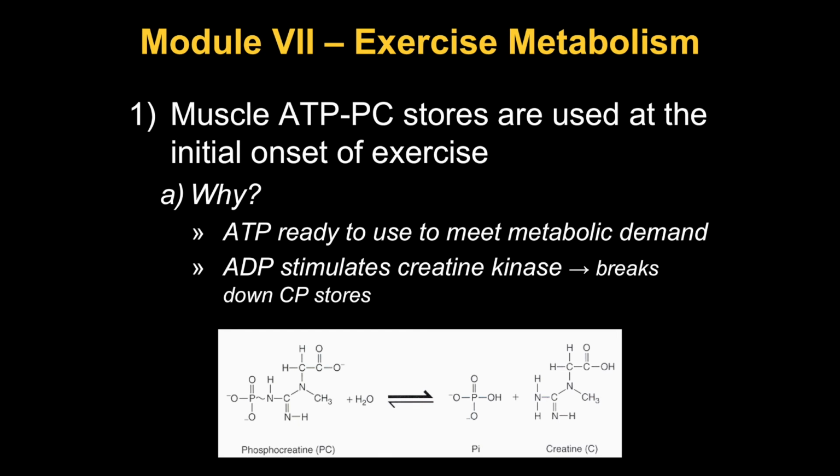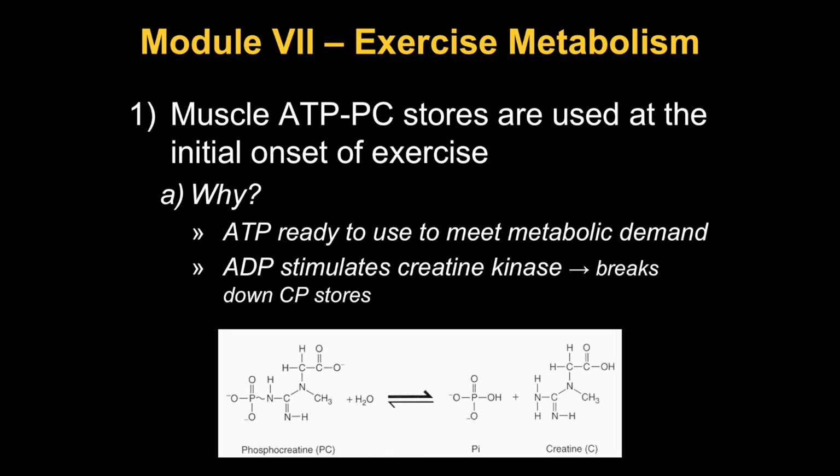So, moving on here, as we begin to exercise, we're going to first tap into our muscle ATP and phosphocreatine stores. Why are we tapping into these stores as we change the intensity here? So if we begin the exercise or change the intensity, why are we doing this? Well, ATP is there, it's ready to use. Phosphocreatine, it's there, it's ready to be used. So we tap into those sources.